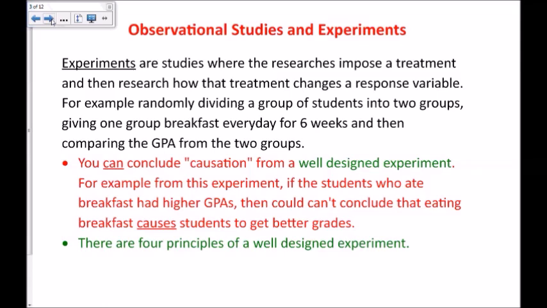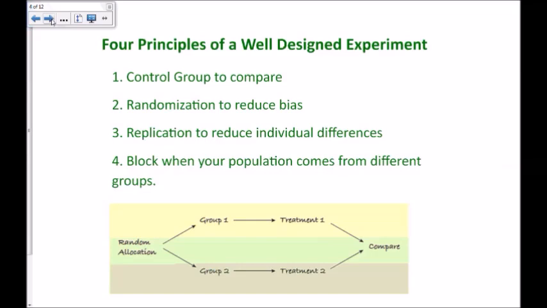Okay, now there are 4 principles of a well-designed experiment that you should follow. They are, first, control group to compare. Number 2, randomization to reduce bias. Number 3, replication to reduce individual differences.